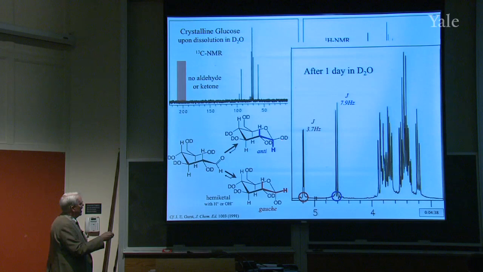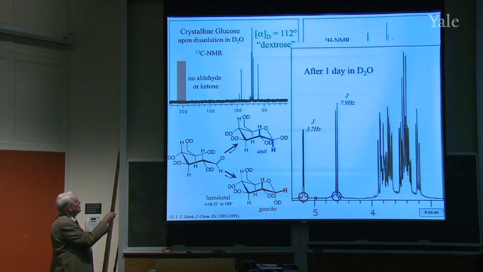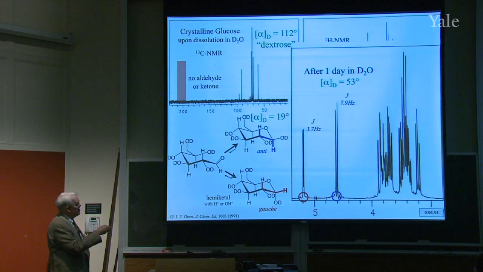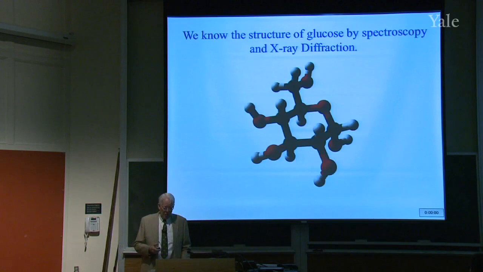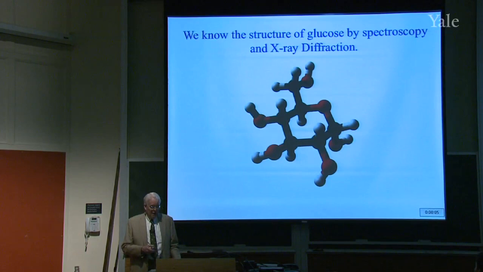Right? And in fact, if you look at the original material, just after you dissolve it, it has a rotation of 112 degrees, optically active, right? But after a day in D2O, it's only 53 degrees because the other isomer is 19 degrees. So people used that before there was spectroscopy to try to figure out what the ratio of the two was at equilibrium. Okay, or if you really want to do it, you do it by X-ray diffraction, and then you get Cartesian coordinates for all the atoms. That's what you do nowadays.